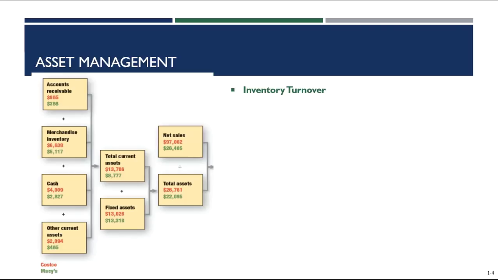And so normally we will use our inventory balance at the end of the year to calculate this. But in order to calculate inventory turnover, you look at your cost of goods sold and you divide that by your inventory. So you do need to go back to your income statement to locate your cost of goods sold for both Macy's and Costco in order to be able to calculate the inventory turnover for both of these firms.